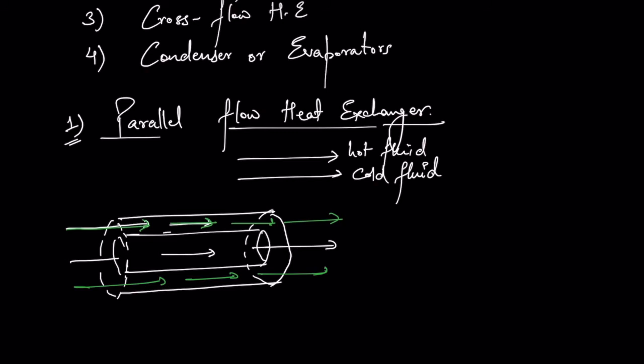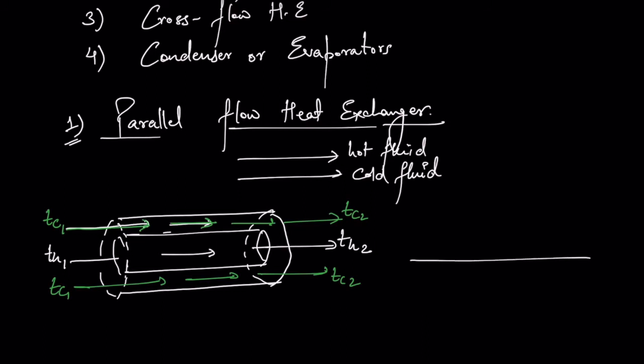So the temperature of the hot fluid going out, T1 and T2, and the temperature of the cold fluid, TC1 at the entrance, TC2 at the exit. Okay, if we have to draw the line diagram, this is how the line diagram will look.